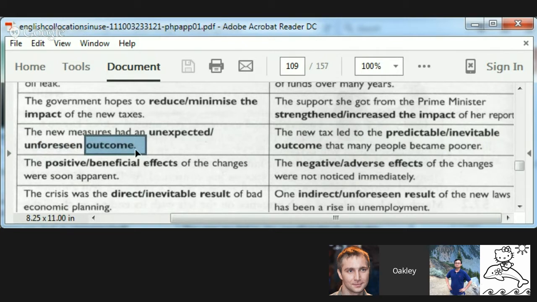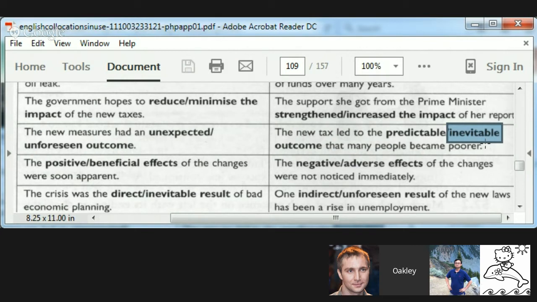And we also use result with these two adjectives: unforeseen result, unforeseen outcome, even unforeseen conclusion. The movie had an unexpected conclusion. Sure, absolutely. So with these adjectives, we use some different nouns, result, conclusion. Same thing here, predictable is obviously to predict. Inevitable is slightly different.